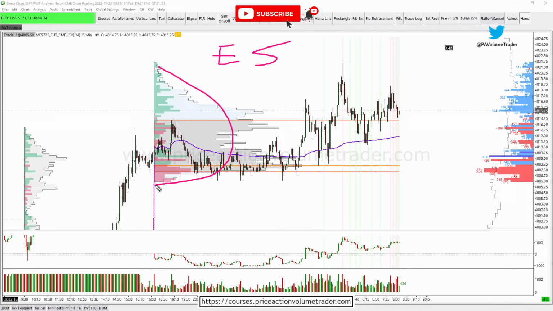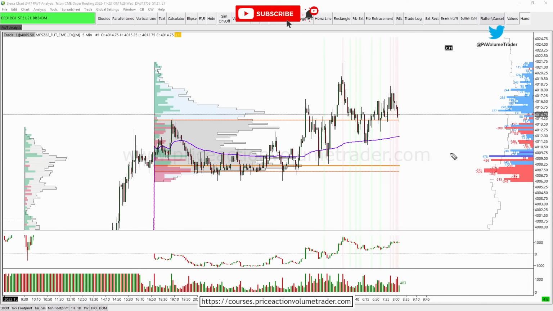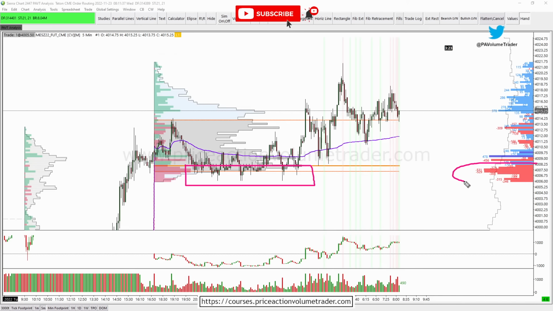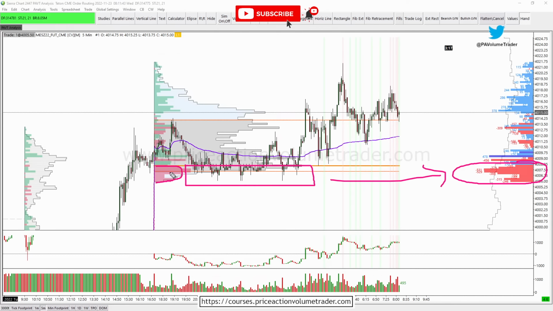This is our session profile, and then right here I have my vertical delta profile. Delta shows you the aggressive executed buy or sell orders, and I wanted you to look at this area. Just look at the level of absorption that is happening here. Look at all the aggressive selling that is happening at the lows right here.